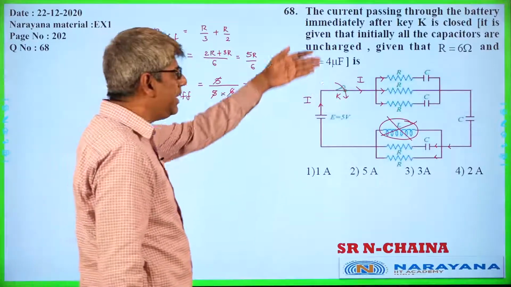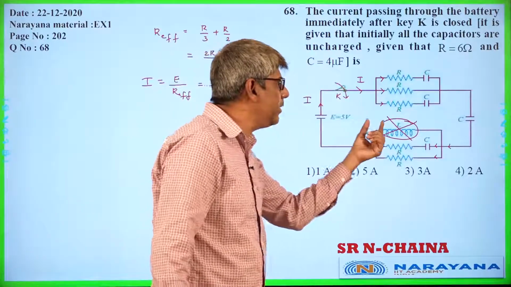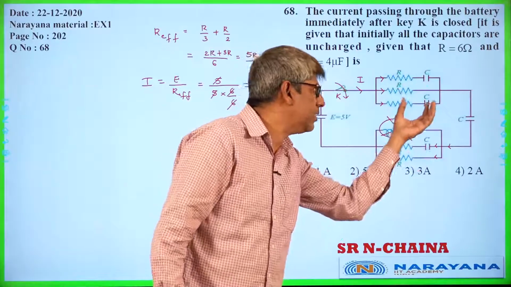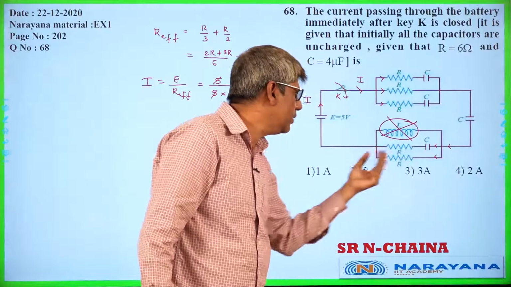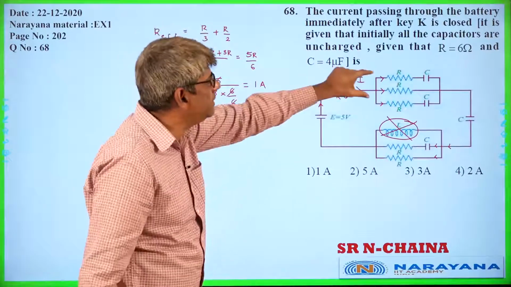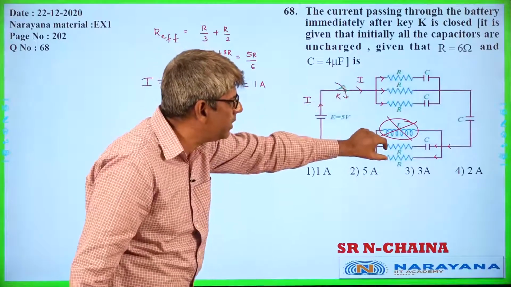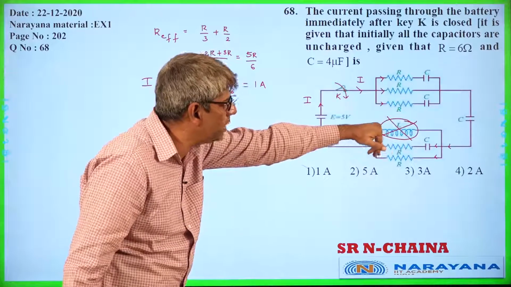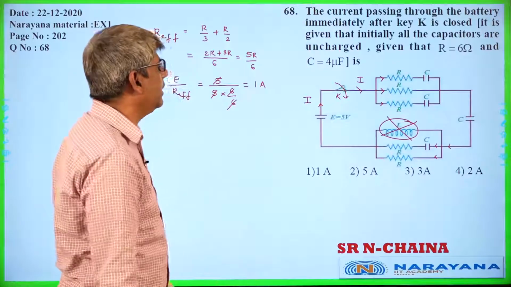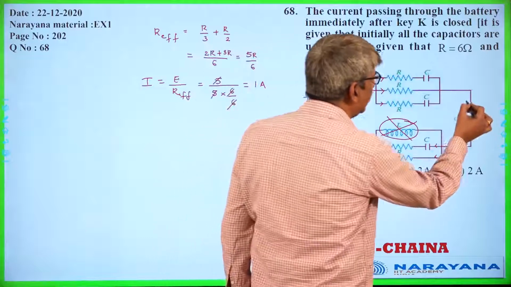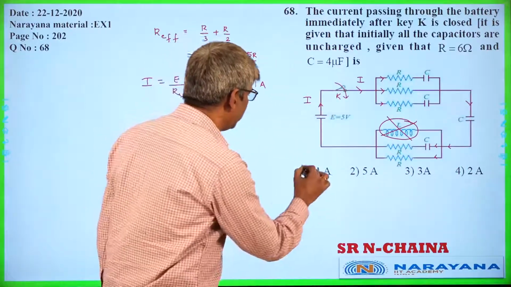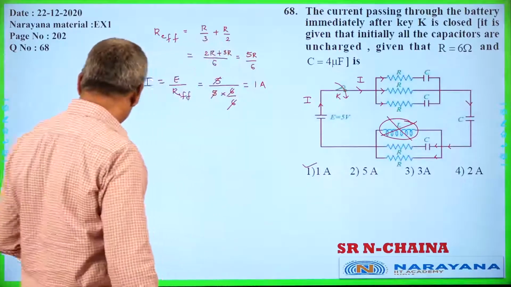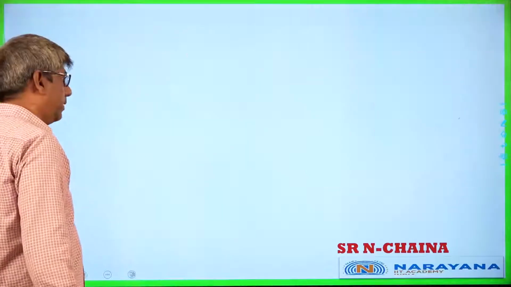So the logic here is that when t is equal to 0, the inductor is open and the capacitors are shorted. So the current flows in all these three and in these two. How are they connected? These three are in parallel, R by 3, these two are in parallel, R by 2, and those two are in series. That's why the current will flow like that. The correct answer is 1 ampere. Next problem.